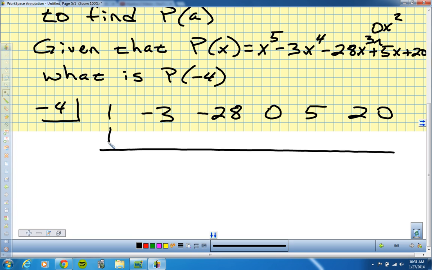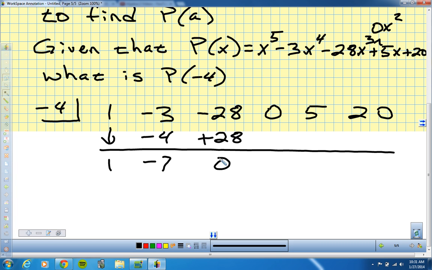Okay, first step, bring the 1 down. Negative 4 times 1, negative 4. Negative 3 minus 4, negative 7. Negative 4 times negative 7, positive 28. So if you're sitting there in a test, this is where you start to get a little freaked out, right? Because you're like, oh crap, stuff's canceling, this is not good. But it still works out, so don't freak out.